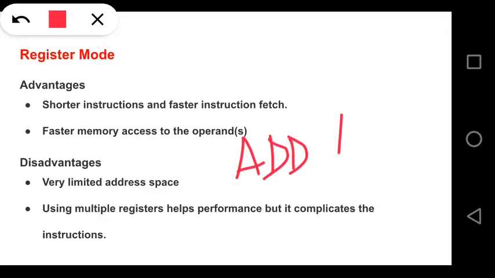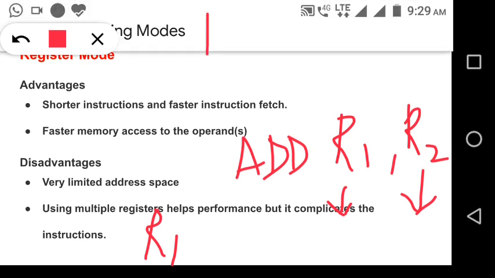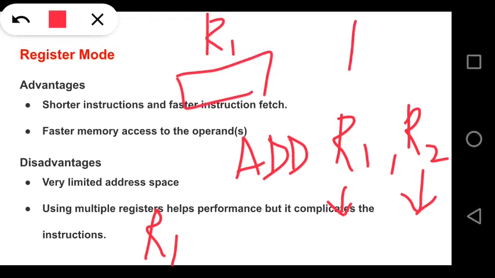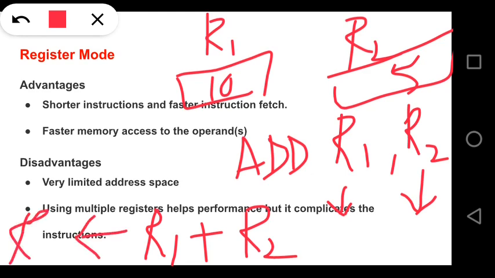Add R1, R2. R1 is one register name, R2 is another register name. What happens here? Let's assume R1 and R2 are registers which contain 10 and 5. So the content of R1 plus R2 is added, and the result is stored in R1. Again the result is stored in a register, because this is a two address instruction.